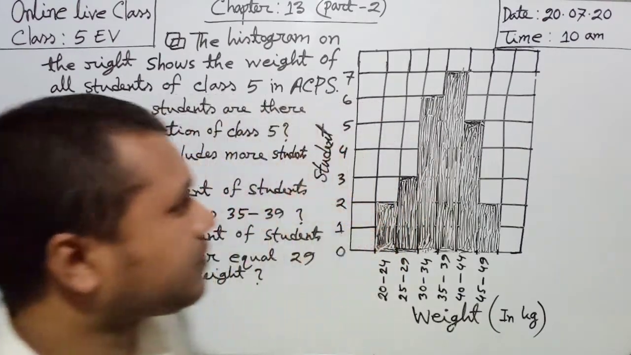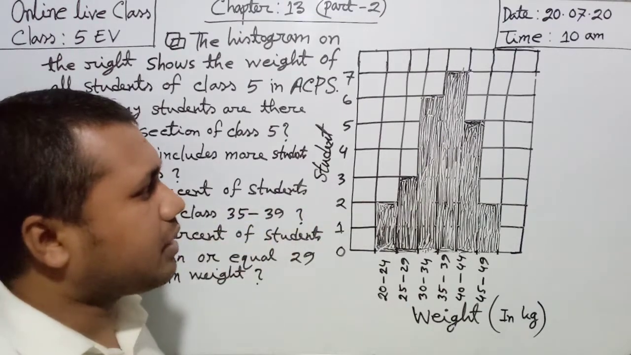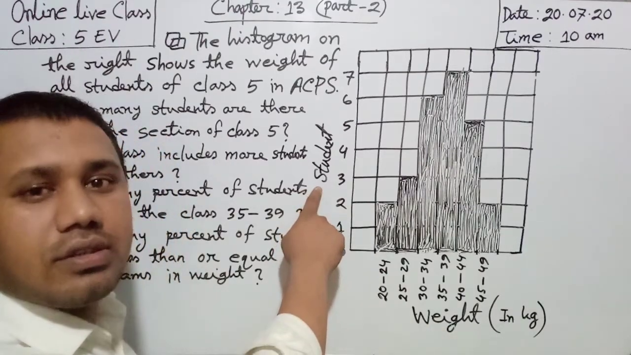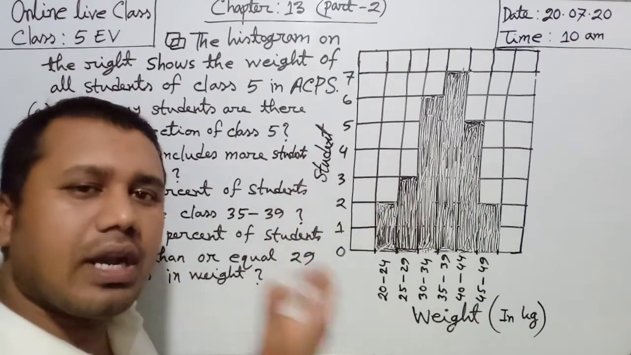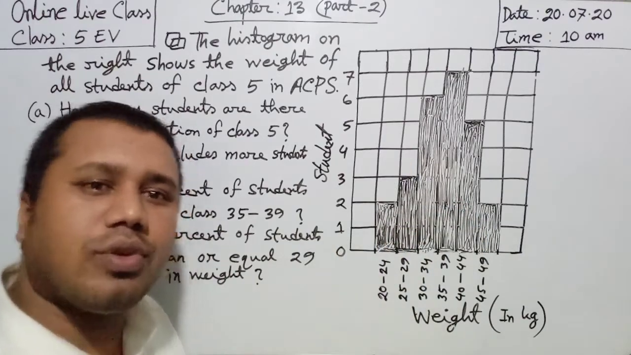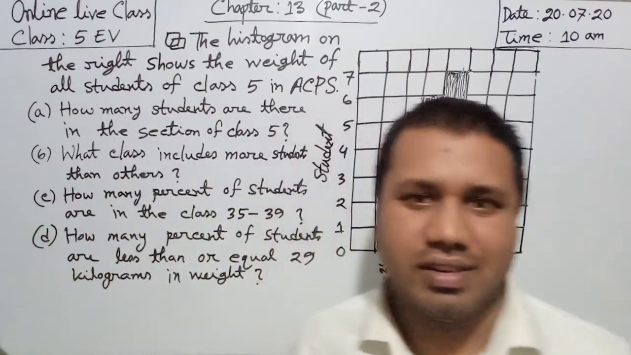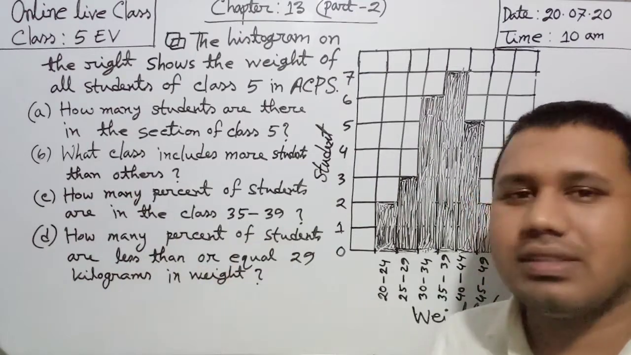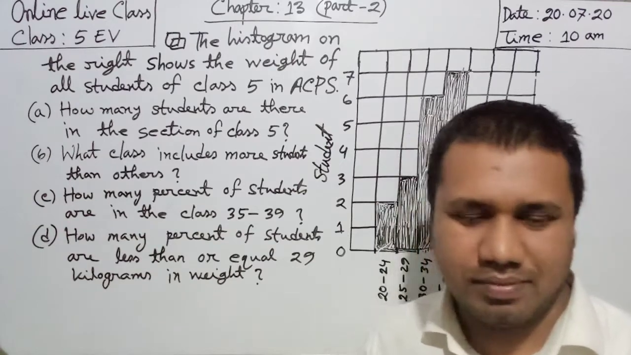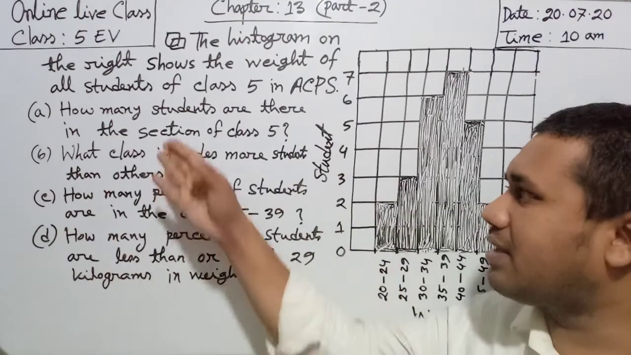Now dear students, on the right side you can see there is a histogram. It shows the weight in kg of students, suppose of a section of class 5 in our SCPS. Based on this histogram, we have to give some answers. Now look, what is the question? Number 1, A: How many students are there in the section of class 5?